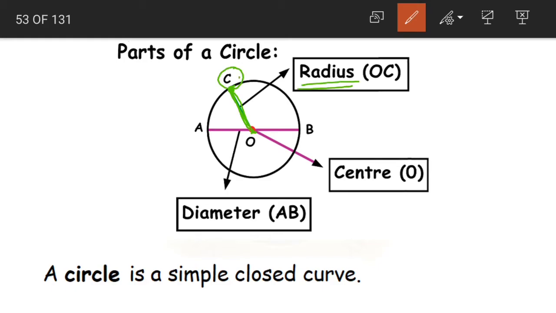So what does our radius become? Our radius becomes this line segment OC.